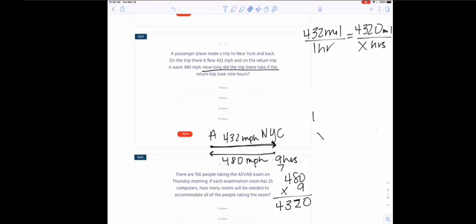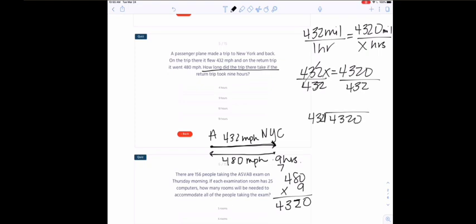So now I'm going to cross multiply. Let me make some space. 432 times x is 432x. 1 times 4,320 is 4,320. I'm going to divide by 432. So now 432 goes into 4,320. How many times does 432 go into 432? 1 time. I'm going to subtract.